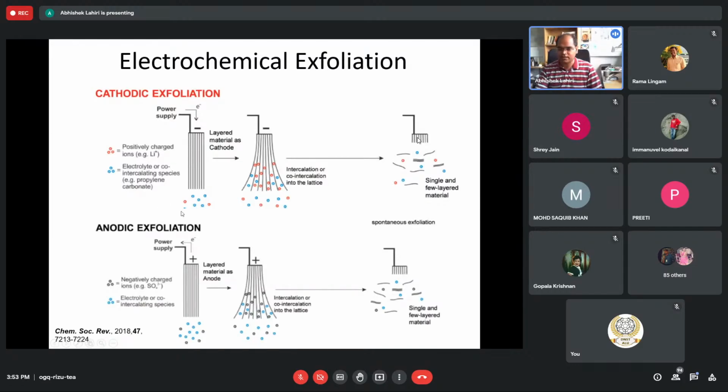So in both cases, whether you take graphite as anode or a cathode, you will undergo exfoliation, but the mechanism of exfoliation is going to be different. That is something which you need to think about.